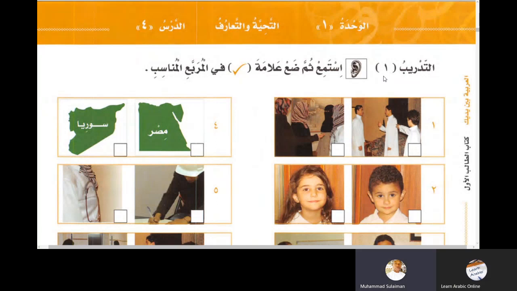At-Tadribul Awwal. Tadrib is a masculine word. Those words which have this round tie at their end are feminine words, and those words which don't have this round tie at their end are masculine. Okay.